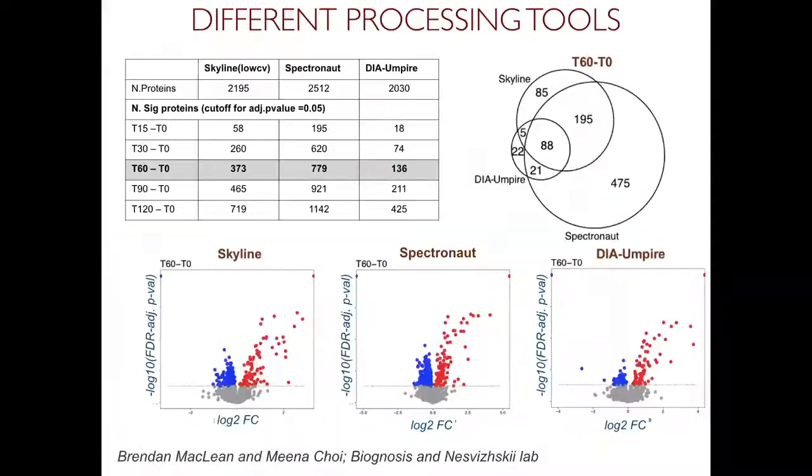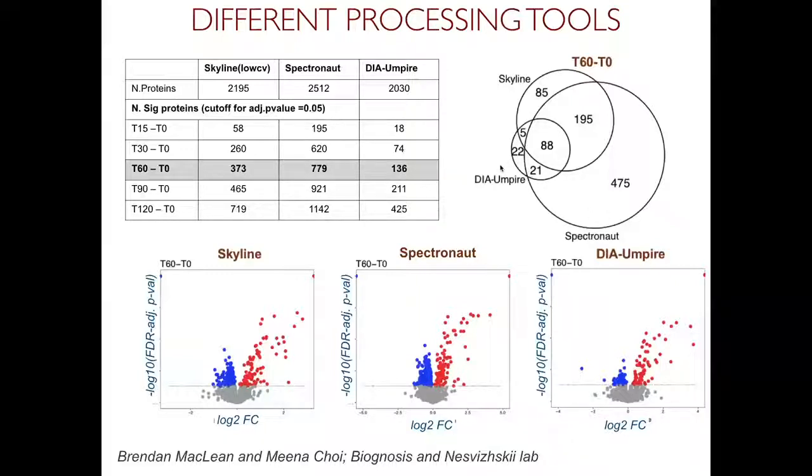So this was one. And then the other is comparing different processing tools. Now we just stayed with the low CV version of the processing with Skyline, and also looked at Spectronaut and DIA Empire. And we looked at the number of differentially abundant proteins. Here is a zoom in into this time point 60. Now, clearly, there is a big difference between the tools.